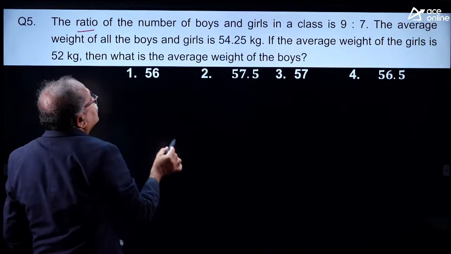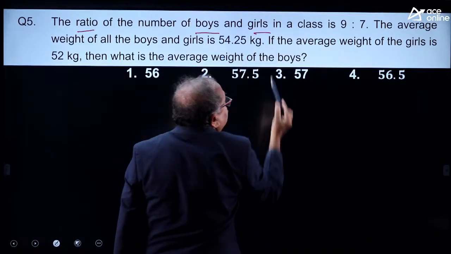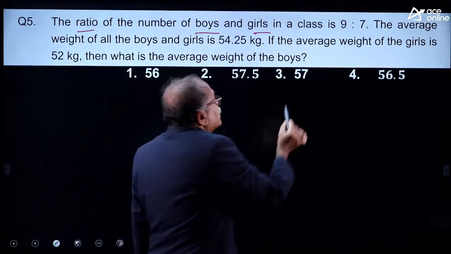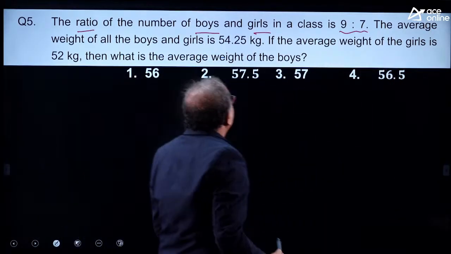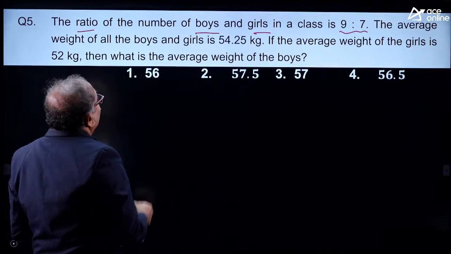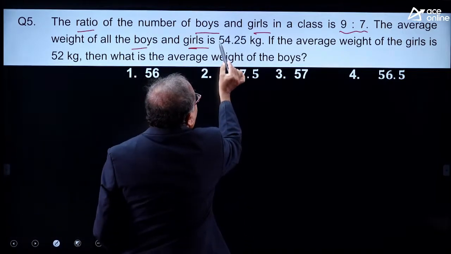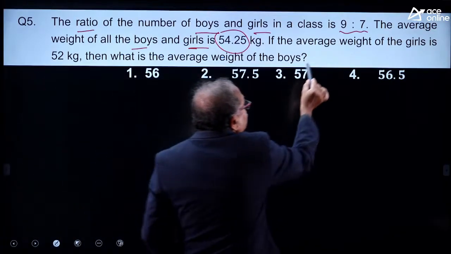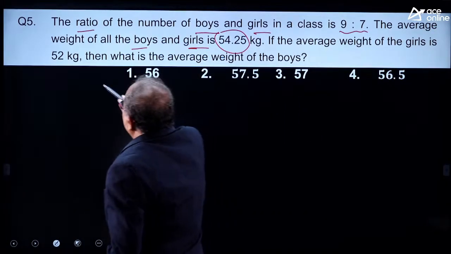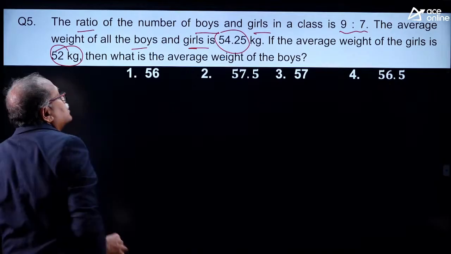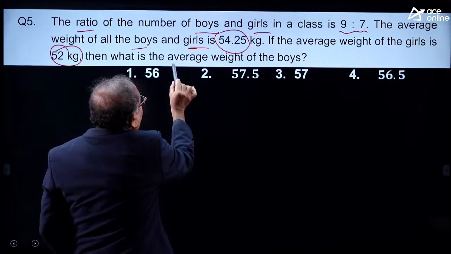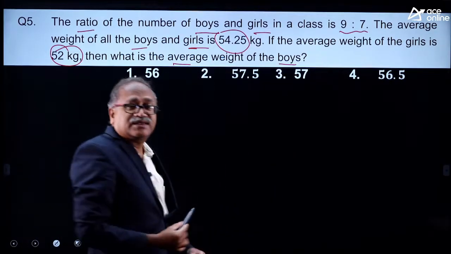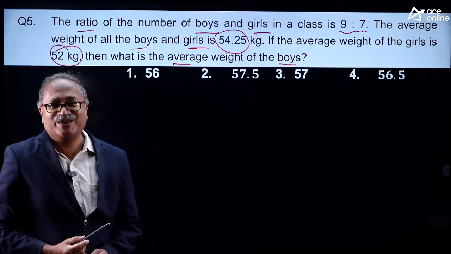The ratio of the number of boys and girls is given to us, that is 8:9, and the overall average weight of the boys and girls is given to us, and the average weight of the girls is 52. Now, I need to find out the average weight of the boys. You can do it, I am sure.